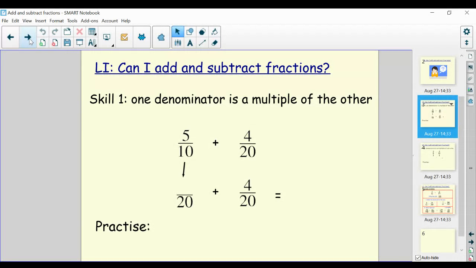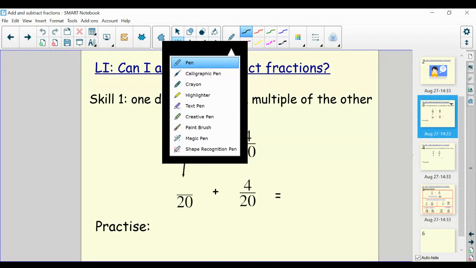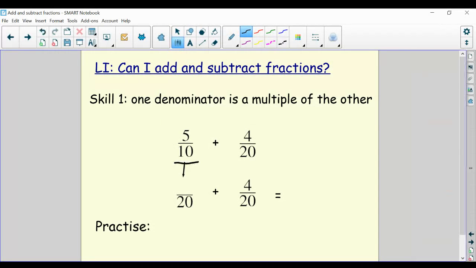For example, we've got the 10 here, and we can make 20. 20 is already a multiple of 10. So we can just double the numerator and the denominator of this fraction to give us an equivalent fraction of 5/10, which is 10/20. And now it's super easy because the denominators are the same, which is what we want.